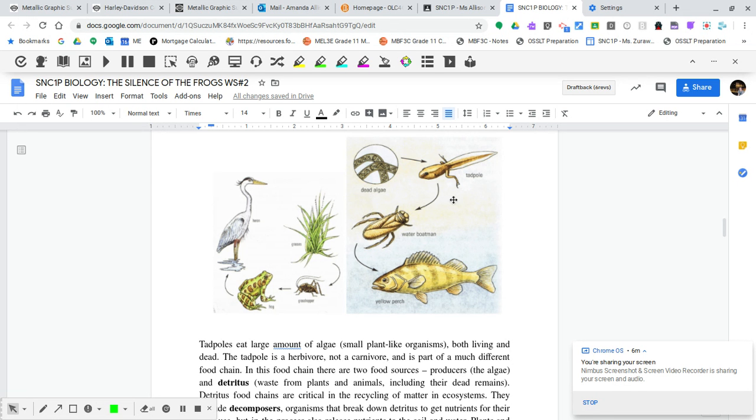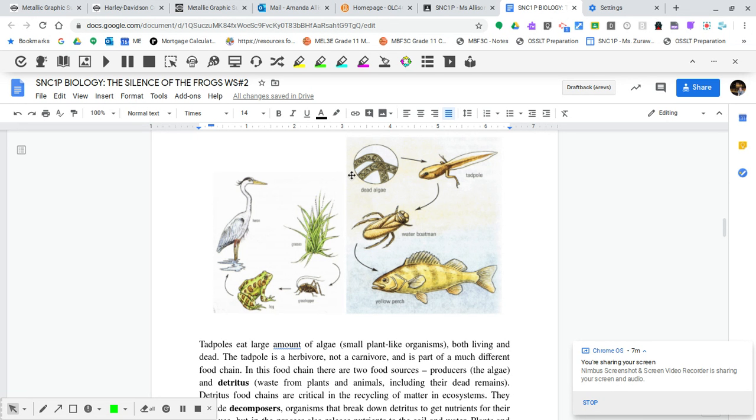So let's look at this one here. This is our second food chain. We'll notice a frog can either be in this position in the food chain or it could be up here as a tadpole. So in this food chain, we've got dead algae, we've got a tadpole, we've got a water boatman, and we've got a yellow perch. So our producer, which is able to grab its energy from the sun to produce its own food, would be algae.